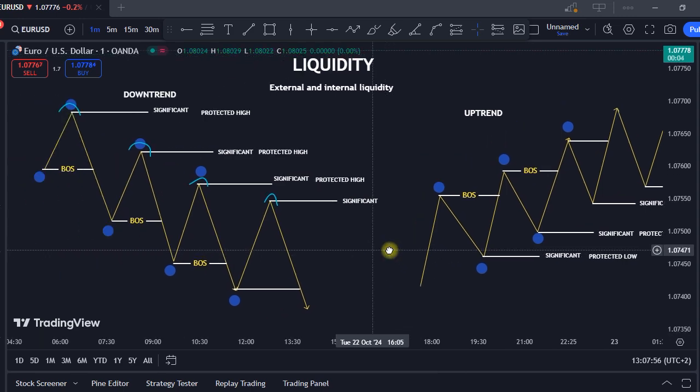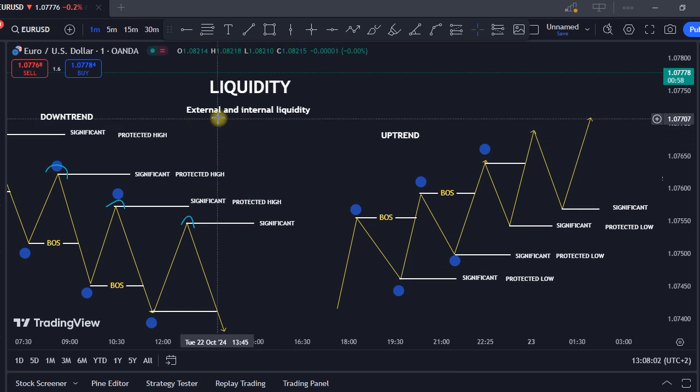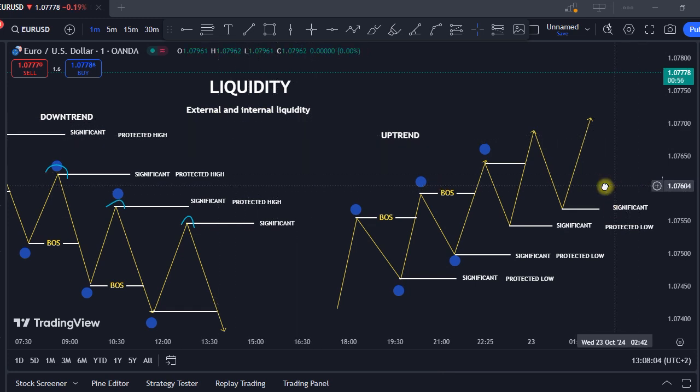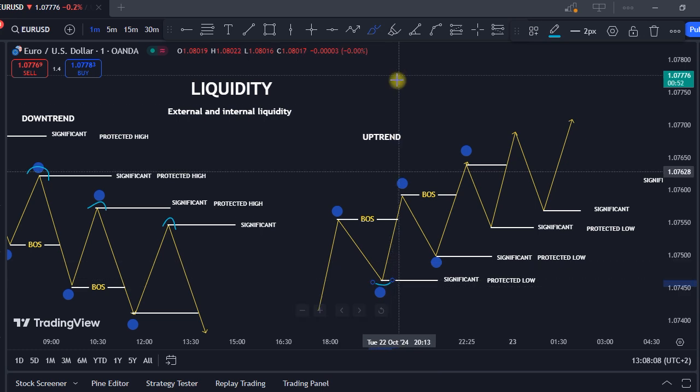Now the same thing is going to apply here. Before we talk about internal liquidity, this is where we're going to be having our external liquidity. Here we also have our external liquidity. Here we also have our external liquidity.